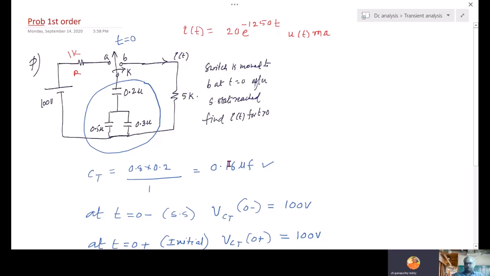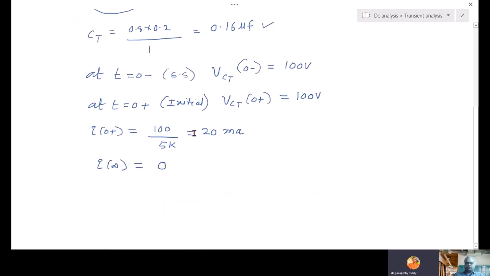First order, the best technique is the shortcut method. Shortcut method, what is needed? Initial value, final value, and tau. So next we have to find tau. Tau is nothing but R into C. So what is the R value? R is 5K and C equivalent is 0.16 micro. So what is this value?